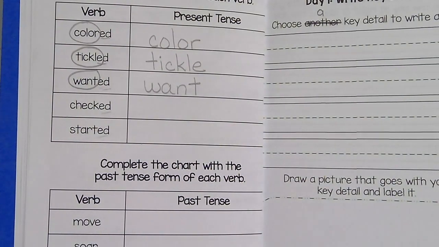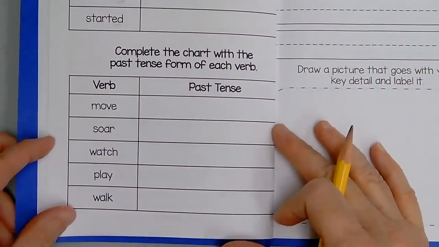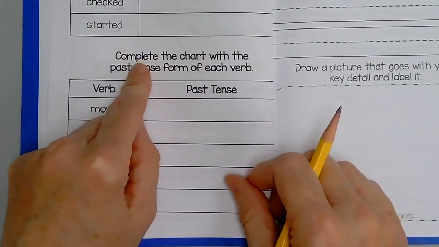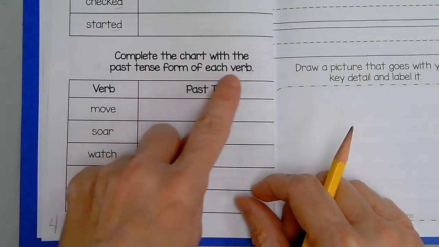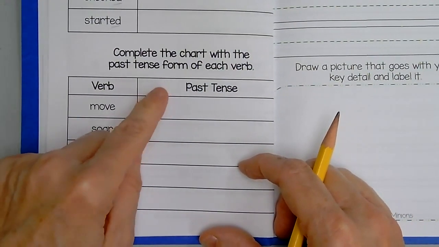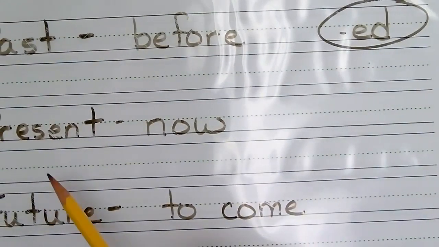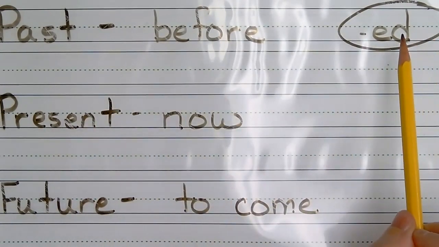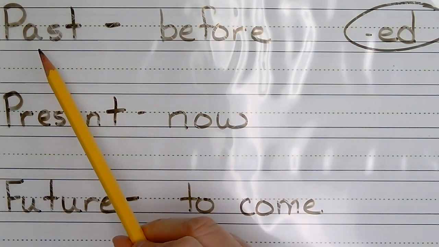Okay, class, now that you've finished this top section, we're going to go down to the bottom section. This time, the directions changed just slightly. We're going to complete the chart with the past tense form of each verb. So now we have the root words and we need to change them by writing the past tense form of the verb. So I want to remind you to change the present tense to the past tense. We're going to add ed. To change present to past, we want to add ed to each of the words.